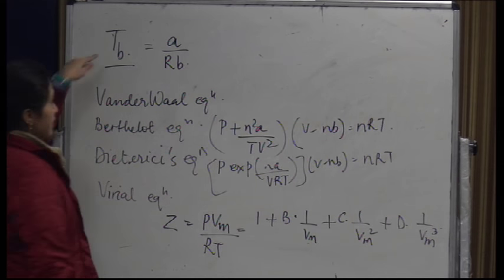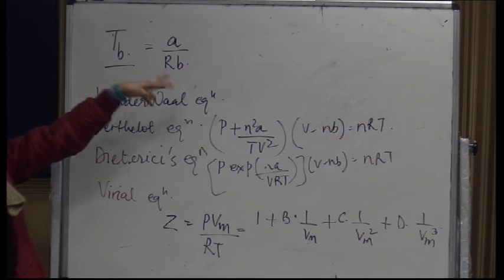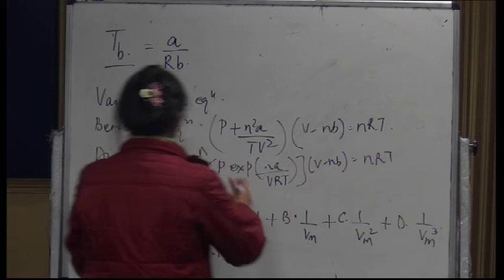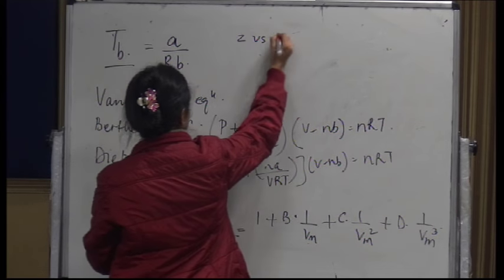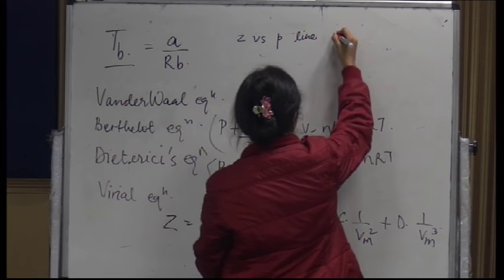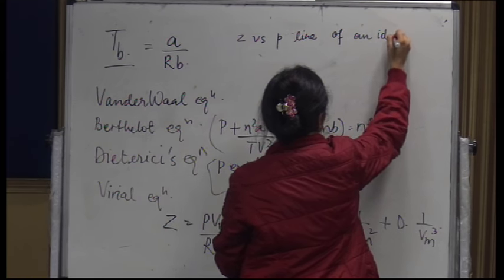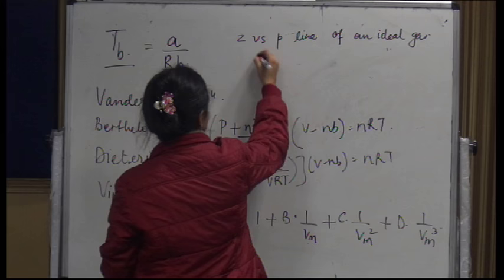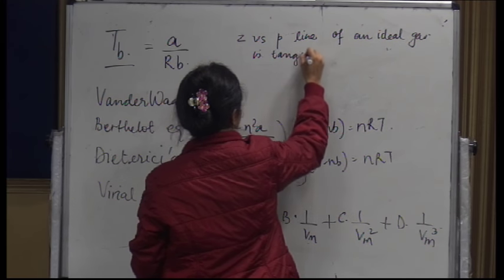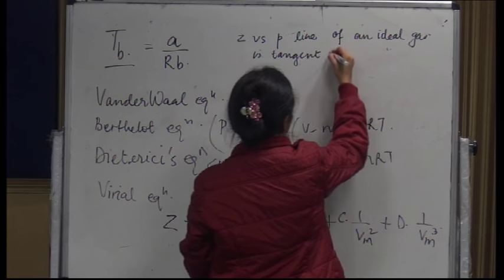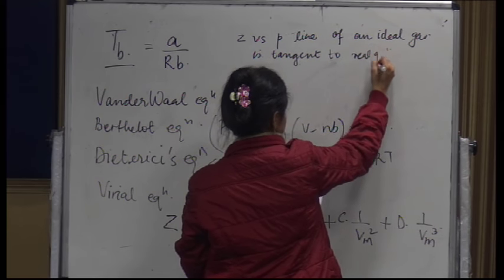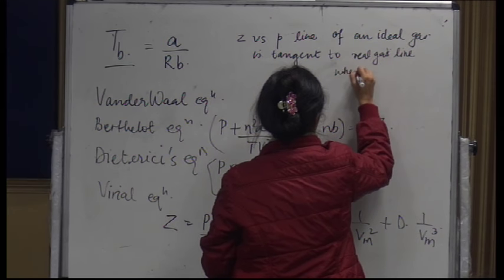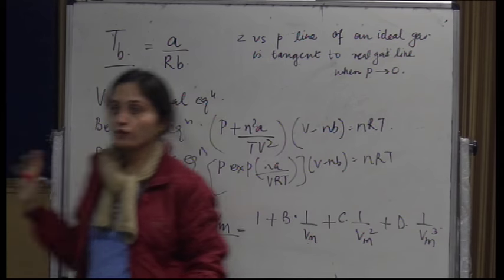It is important क्योंकि इसी इक्वेशन से when you solve this equation you get the Boyle temperature और इस temperature की खास बात यह है कि at Boyle's temperature your Z versus P line of an ideal gas is tangent to the real gas line when pressure approaches 0. This is all I want to tell you for the Boyle's temperature.